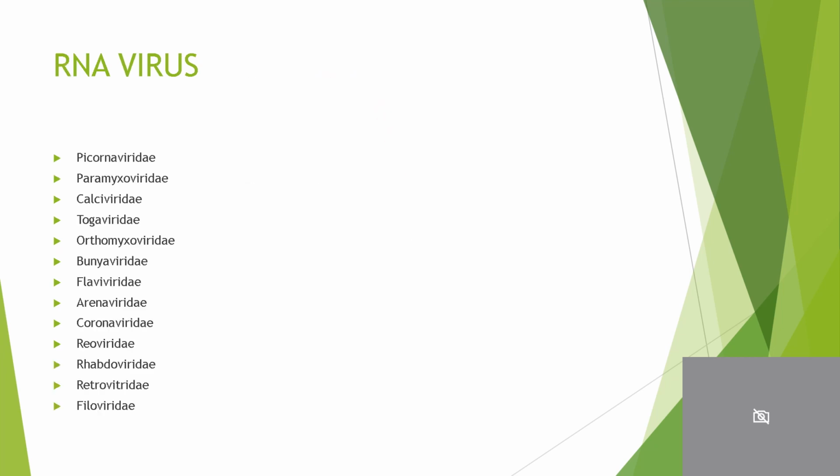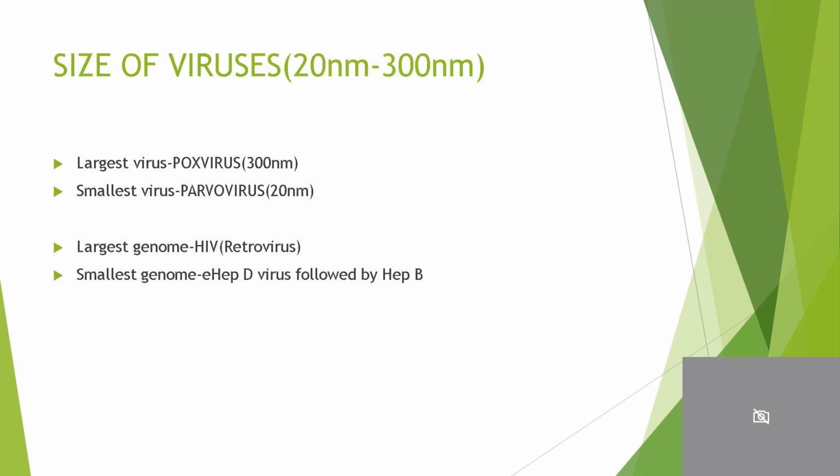Then, moving further, all the other viruses fall into the category of the RNA viruses. We have Picornaviridae, Paramyxoviridae, Caliciviridae, Togaviridae, Orthomyxovirus, Bunyavirus, Flaviviridae, Arenaviridae, Rhabdoviridae, Retroviridae. There are many more, so it's easier to remember the DNA viruses rather than remembering the complete list of RNA viruses.